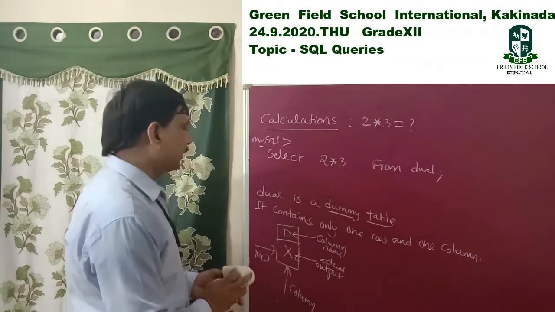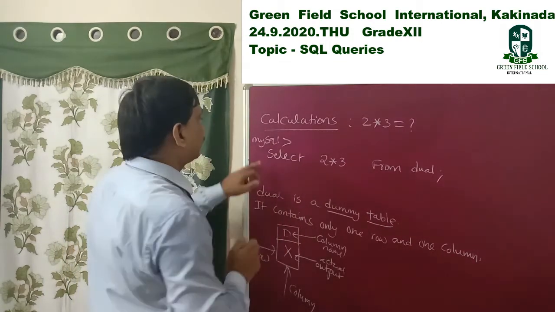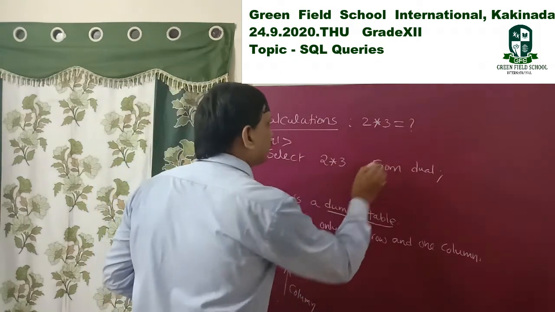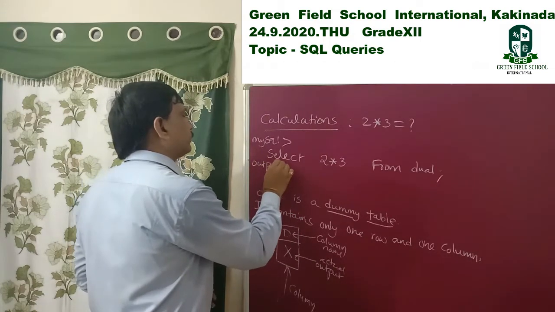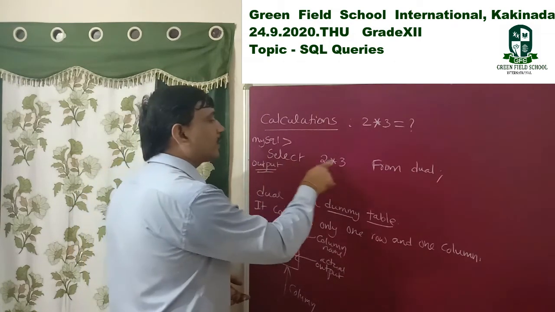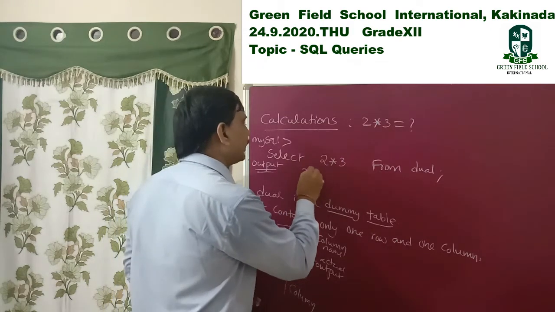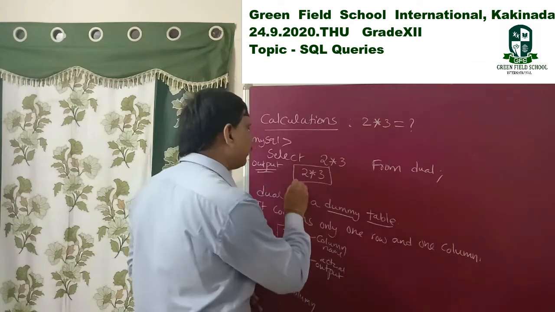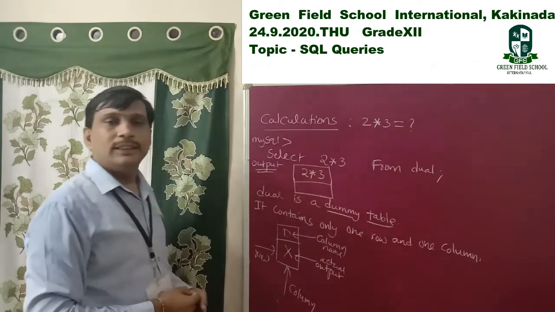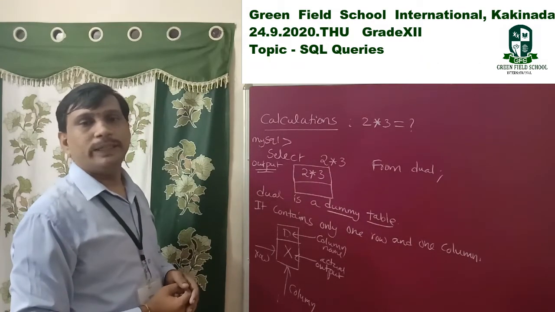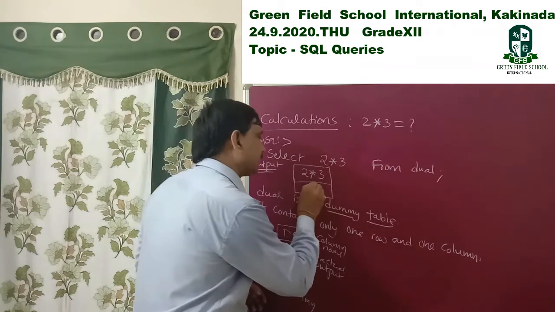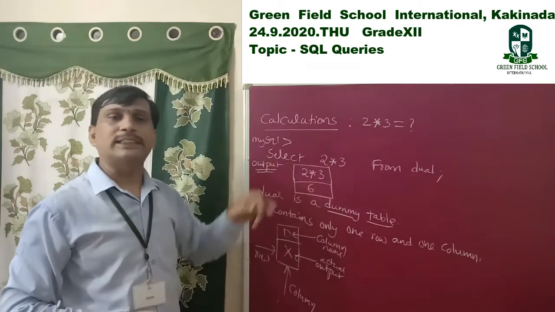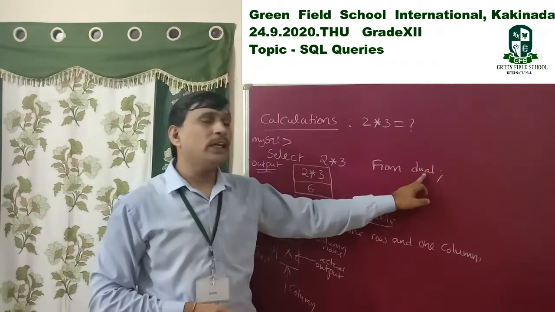Okay. Next, I display right here: SELECT 2*3 FROM DUAL. So it displays the following output. Here I write the output. SELECT column name; here 2*3 is a column name. FROM DUAL table. DUAL table means it displays only a single value, meaning a single row. So 2 into 3 is 6. It displays 6.